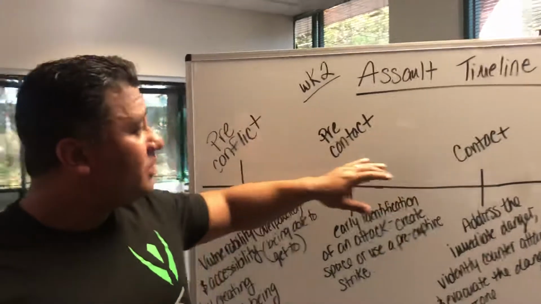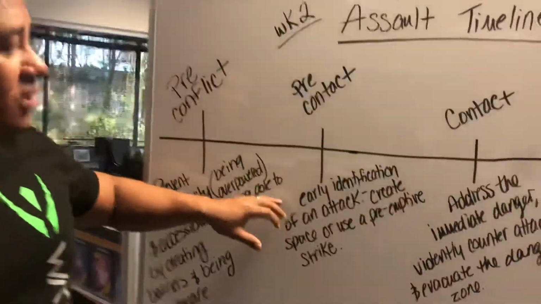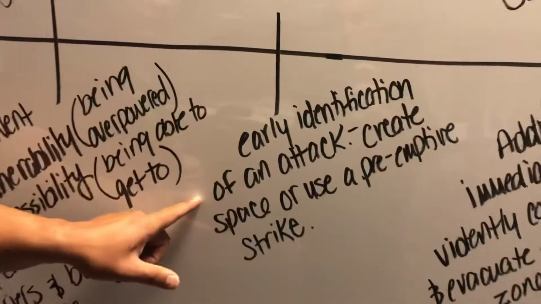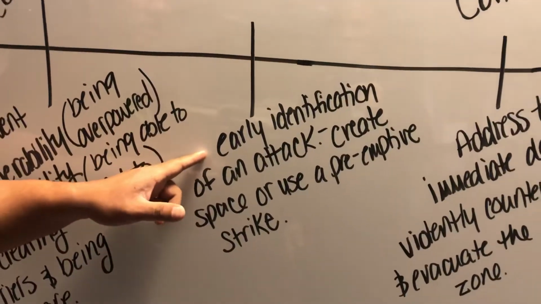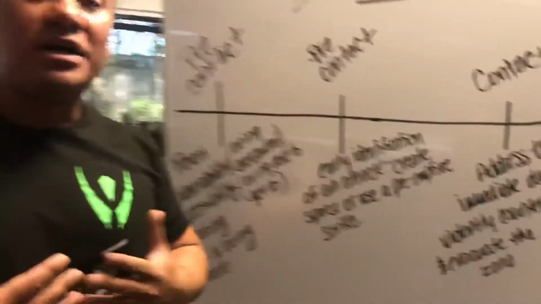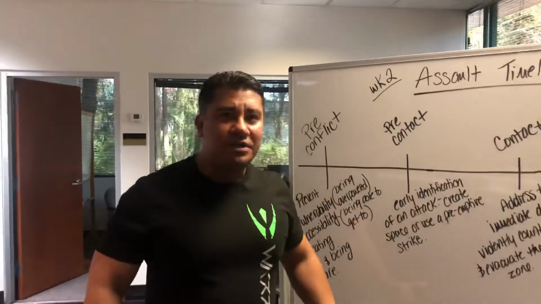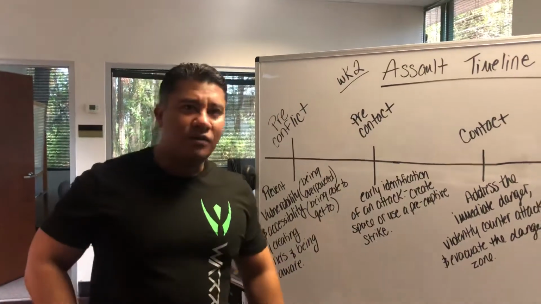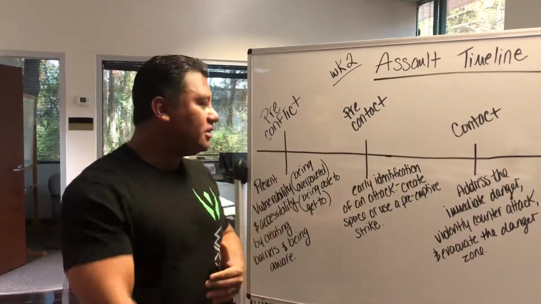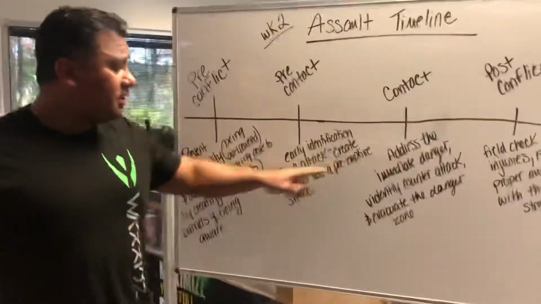In this moment, we have pre-contact, which is early identification of the attack. That means because you're aware, you realize something was going to happen, either by the attacker's body language, maybe his emotion, because emotion drives the action. His intimidating stare could be a verbal assault, displaying a weapon, anything that cued you to something that's going to occur. Initially, we need to create space.